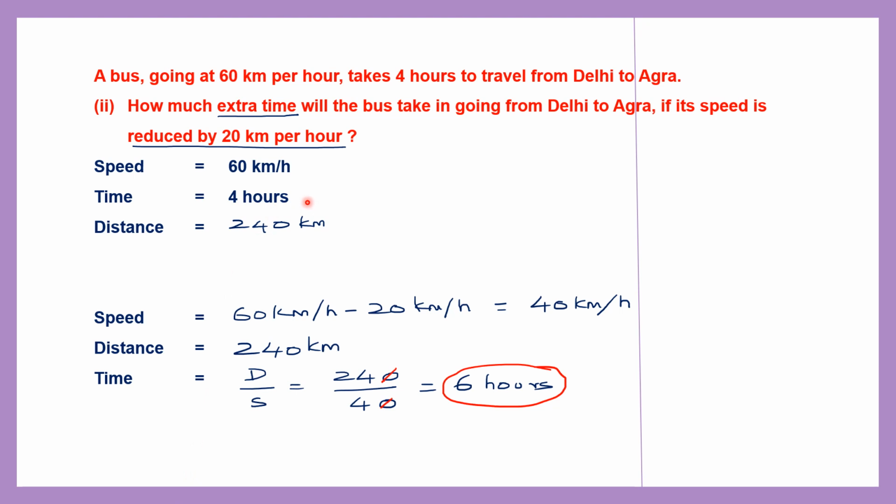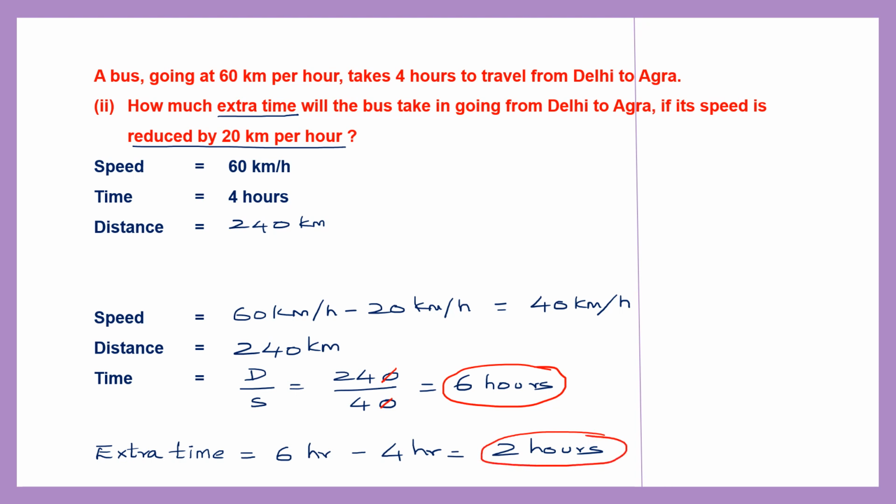So we found 6 hours here. So initially it took 4 hours. Now it's taking 6 hours. So how much extra time will the bus take? So to find the extra time, we have to subtract these two, 6 hours and 4 hours. So the extra time taken by the bus will be, when we subtract these two, we'll get the answer. So 6 hours minus 4 hours. 6 minus 4 is 2 hours. So this is the extra time taken by the bus when the speed is reduced by 20 kilometers per hour. So this is our answer.